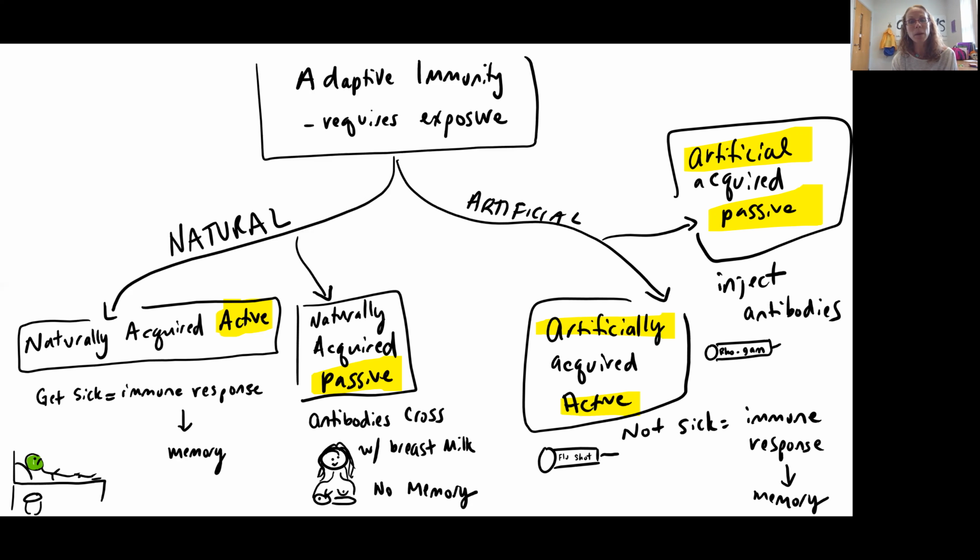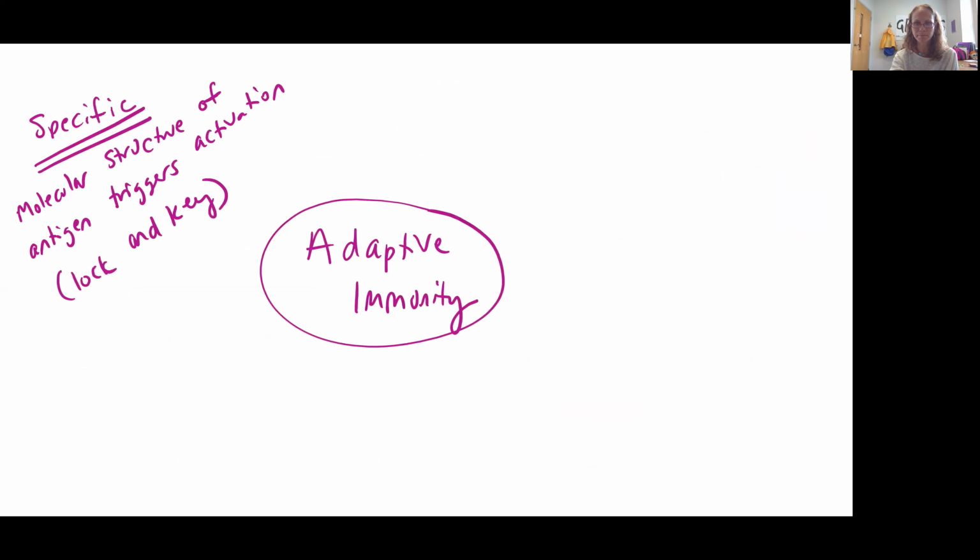And then you can also have artificially acquired passive immunity. And again, if it's passive, that means your body's not doing the immune response, you're not getting the memory, but you are, in this case, getting an injection of antibodies. And so this is allowing you to fight off that infection without getting sick. Or we talked about the Rogam shot as being important as a preventative for erythroblastosis fetalis. So we talked about that back in chapter 19. So that was an example of that.